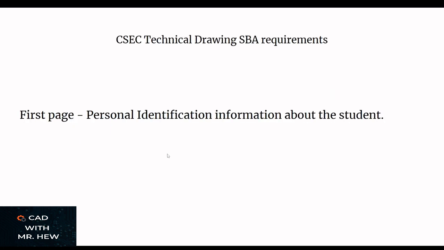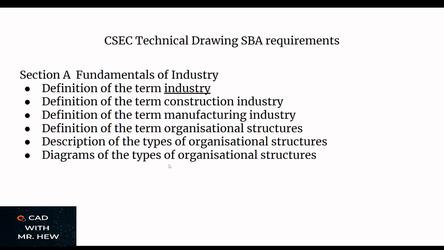The first page, before we look at the different sections, will be the page that has the information about the student: his name, his ID number, his school, his territory, his teacher, and the year of the exam, which would be May 20, whatever the year it is.